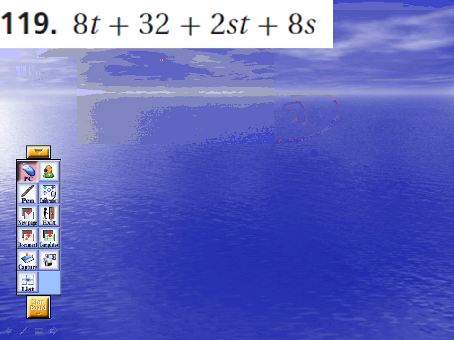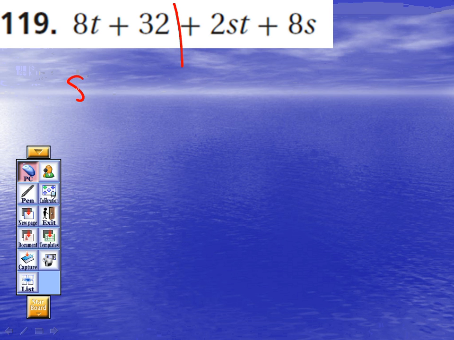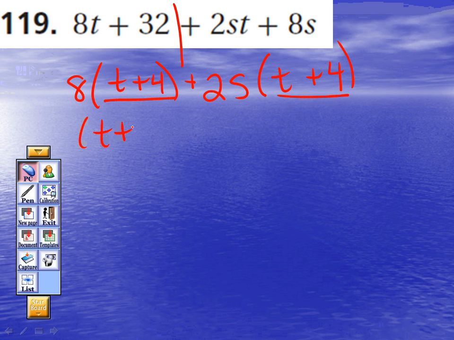Okay, this has 4 terms. Since it has 4 terms, it's going to be a grouping problem. I'm going to divide and conquer. Take an 8 out here, and we're left with t plus 4. On the second term, we can take a 2 out and an s out, and we're left with t plus 4. Well, isn't that convenient? Both of those have a t plus 4, and left over is 8 plus 2s.